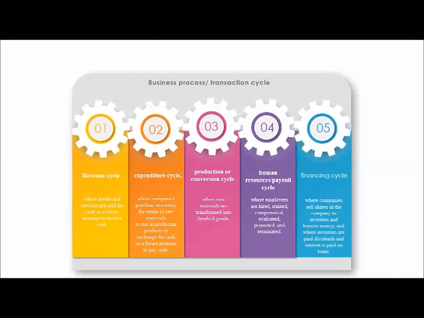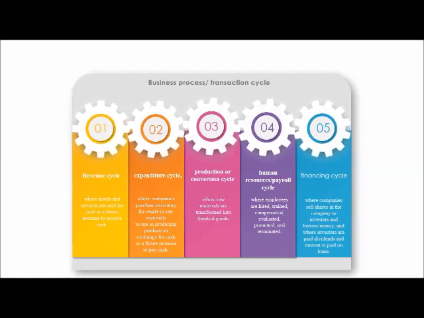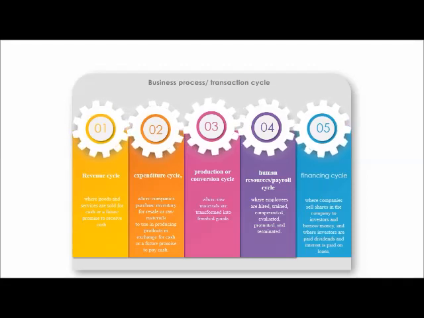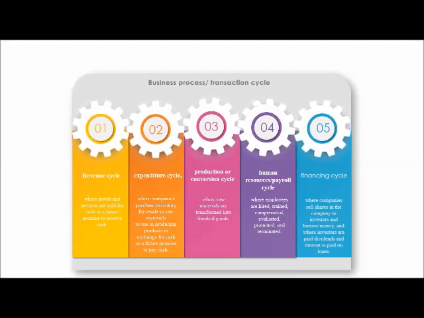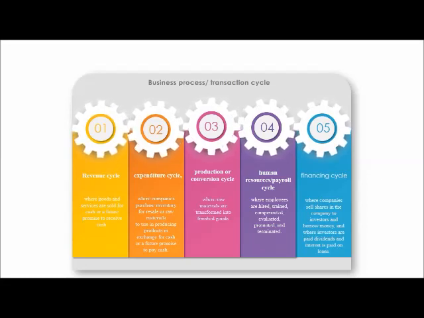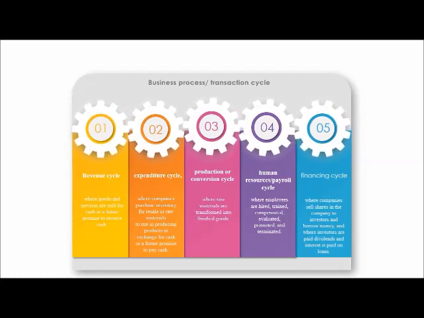Third, the production or conversion cycle. In the conversion cycle, raw material is transformed into finished goods. The fourth cycle is the human resource or payroll cycle, where employees are hired, trained, compensated, evaluated, promoted, and terminated. The last cycle, the fifth cycle, is the financing cycle.